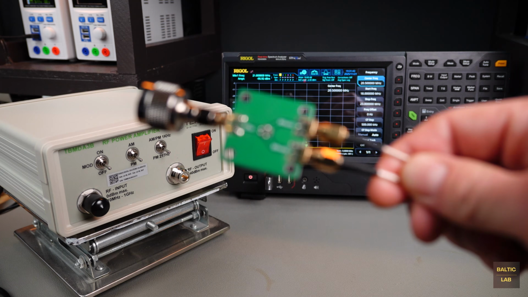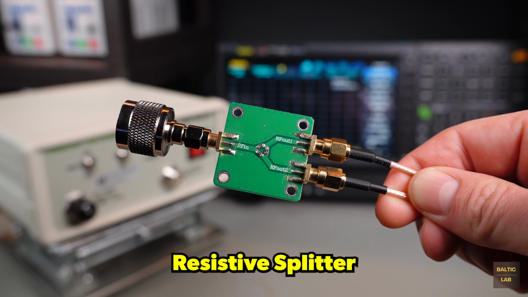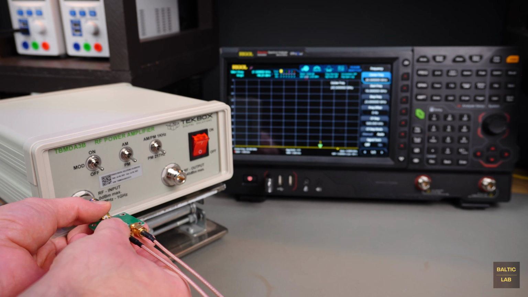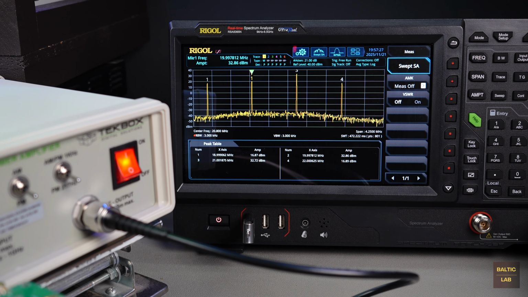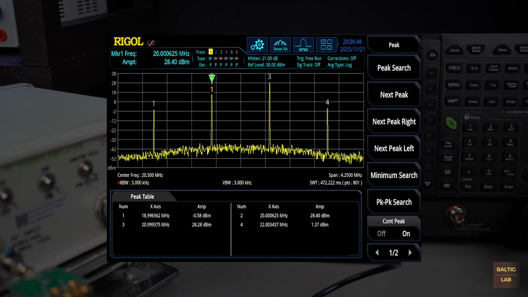be filtered easily. To demonstrate this, the test setup is slightly modified. A resistive splitter is used to feed 20 MHz and 21 MHz tones into the amplifier, each at -5 dBm. The output spectrum clearly shows the third-order intermodulation products near the fundamentals. Third-order intermodulation products have a particularly important characteristic. As the input power increases, they grow at roughly 3 times the rate of the fundamentals. A 1 dB increase in the desired tones produces about a 3 dB increase in the third-order products.